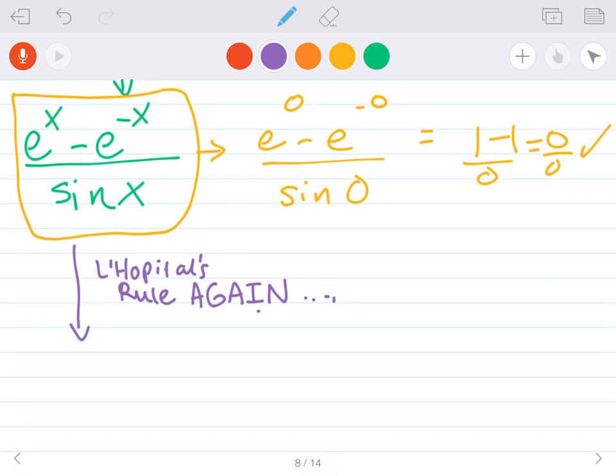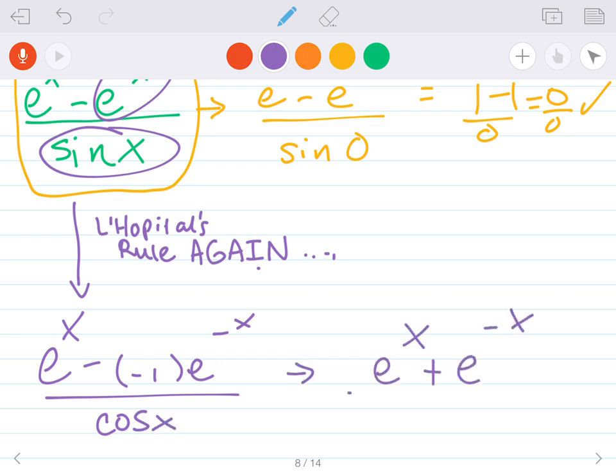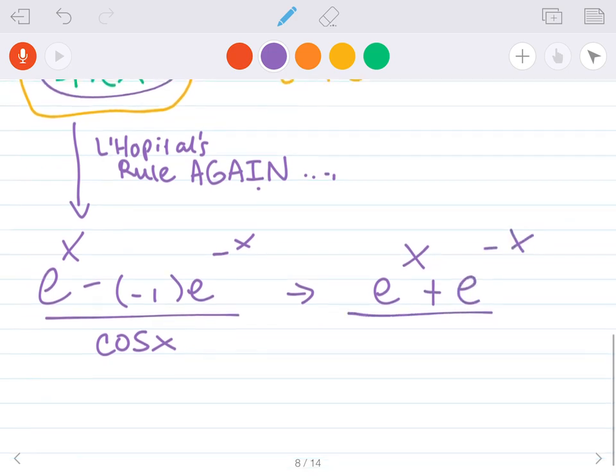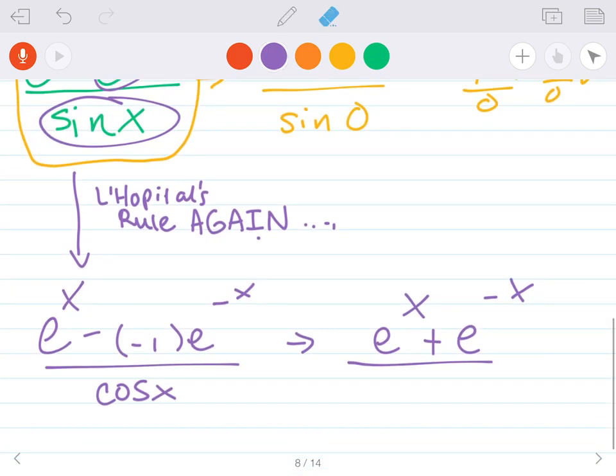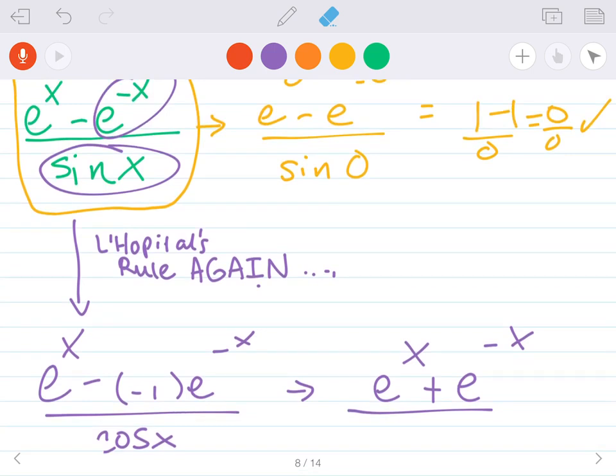Okay, so now we take the derivative of top and bottom. The derivative of e to the x is e to the x. The derivative of e to the minus x is minus 1 times e to the minus x. Uh-oh, I think we're actually going to get somewhere. Thank God. The derivative of sine is cosine. Simplifying this, we get e to the x plus e to the minus x over cosine x. I'm confusing myself a bit, but we already took the derivative.